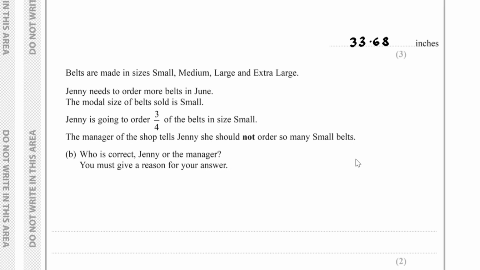Then belts are made in sizes small, medium, large and extra large. Jenny needs to order more belts in June. The modal size of belt sold is small. Jenny is going to order 3/4 of the belts in size small. The manager of the shop tells Jenny that she should not order so many small belts. Who is correct, Jenny or the manager? You must give a reason for your answer.